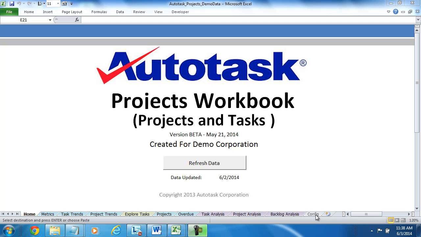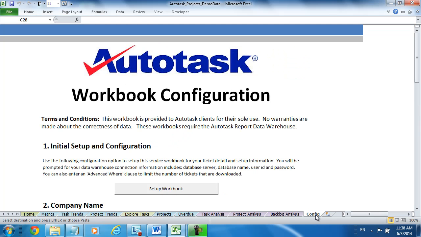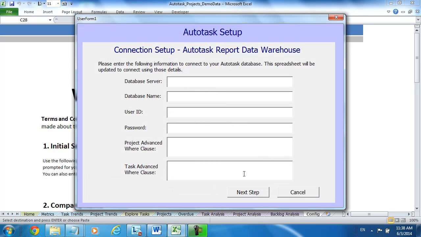One of the things I want to start out with is the config screen. It's the place that people normally start. The config screen has a setup workbook option, allows you to put in for your report data warehouse, the server name, the database name, user ID, and password. And this is what configures the workbook for your information. It sets it up so that you can download all of the data and do all the analysis.